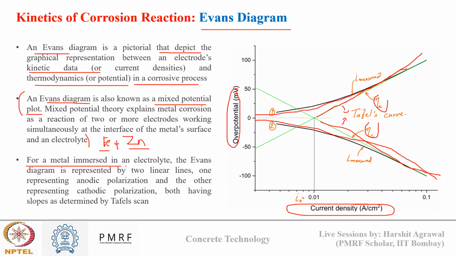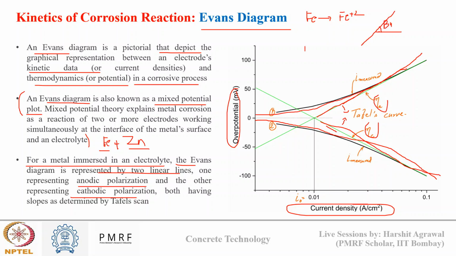Okay, for a metal immersed in electrolyte, the Evans diagram is represented by two lines. One is the anodic line and one is the cathodic line. The anodic line represents anodic polarization and the other represents cathodic polarization, both having slopes known as Tafel slopes. So suppose I have iron. So Fe converting into Fe2+, this is my anodic reaction. So this will be my Tafel line for the anodic reaction, which will have a slope of beta a.